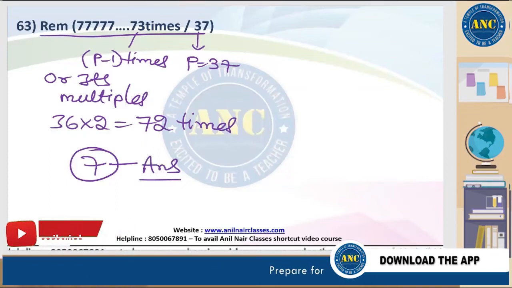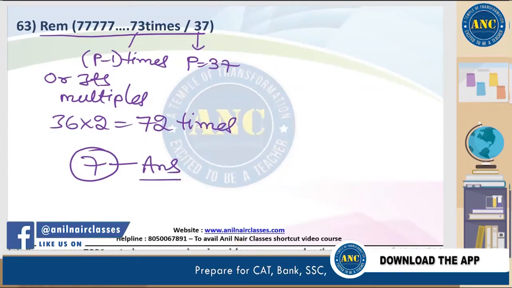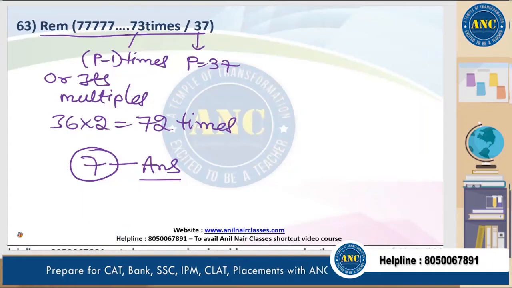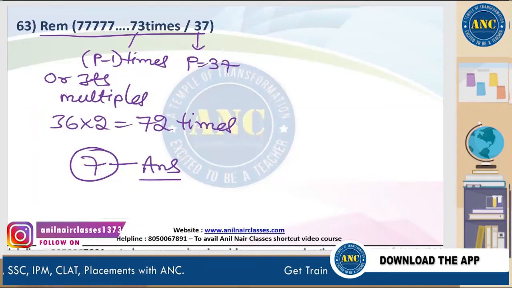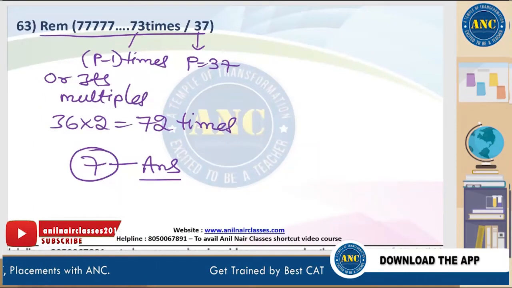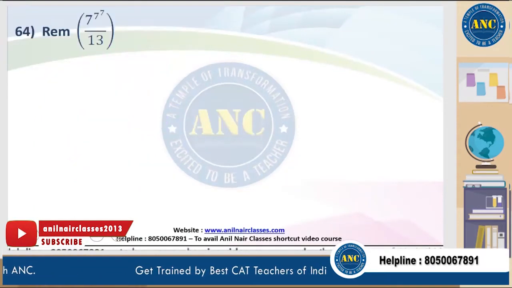Any single digit number written p minus 1 times is always divisible by p if p is a prime number, p not equivalent to 2, 3 and 5.